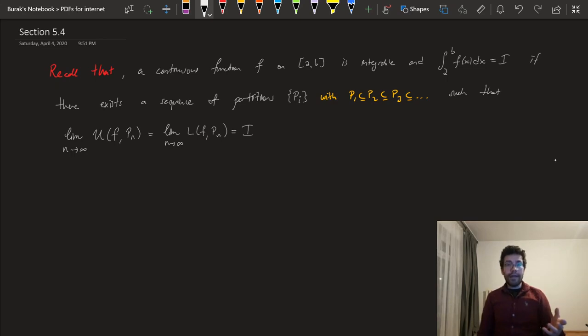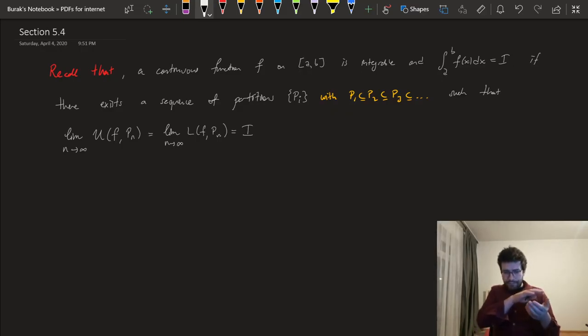If you have a continuous function on a closed bounded interval, given a partition, on each subinterval we have a maximum and minimum value of the function because my function is continuous, and we define the upper and lower Riemann sums using these values. So for each partition, I have an upper and a lower Riemann sum, and we said that a function is integrable and has integral I if there exists a sequence of partitions which refine each other, meaning that each new partition already contains all the previous points.